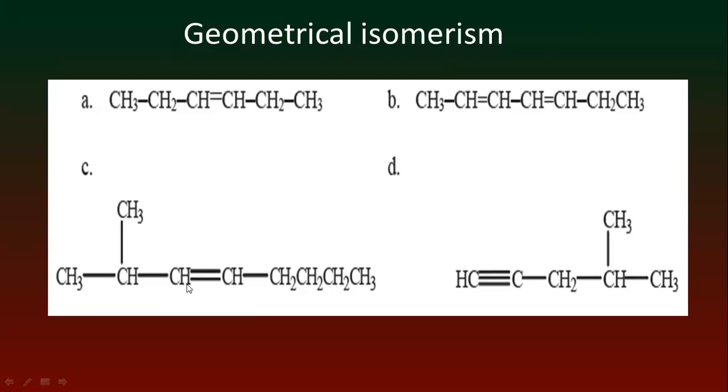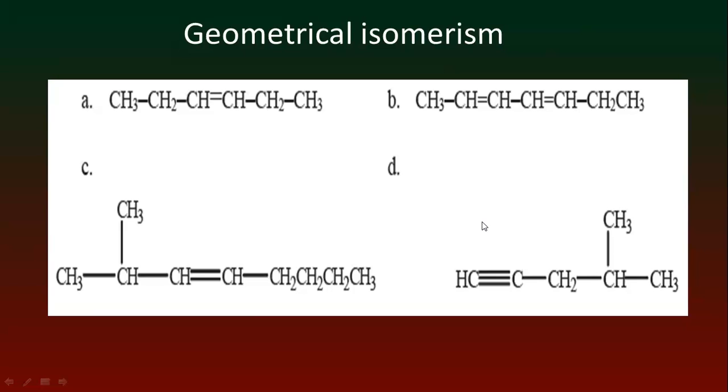So the left carbon containing the double bond has two different sides, and if we follow the right carbon containing the double bond, you see that this carbon also contains two different groups. One is the hydrogen group and the other is a butyl group. That's why compound C undergoes geometrical isomerism, so it will give two types of isomers, cis and trans.